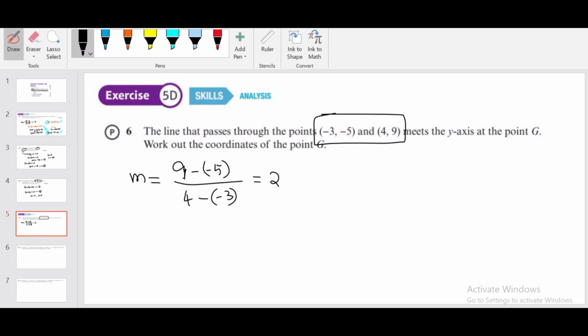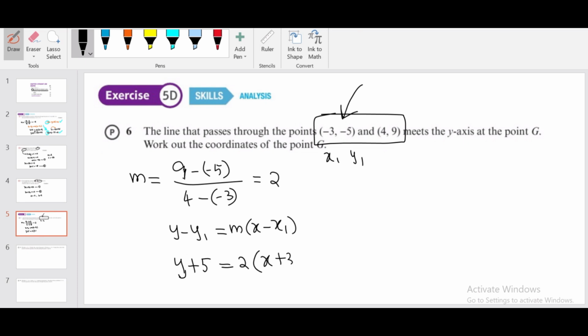And then I'm going to use one of the points as x1, y1 to find the equation in this form. Y minus y1 is slope times x minus x1. You can use the format y is equal to mx plus c also. You will get the same answer. So y minus of minus 5, which is y plus 5, is slope 2 times x minus of minus 3. So you get y plus 5 is equal to 2x plus 6. Y is equal to 2x plus 6 minus 5. That's the equation of the line.